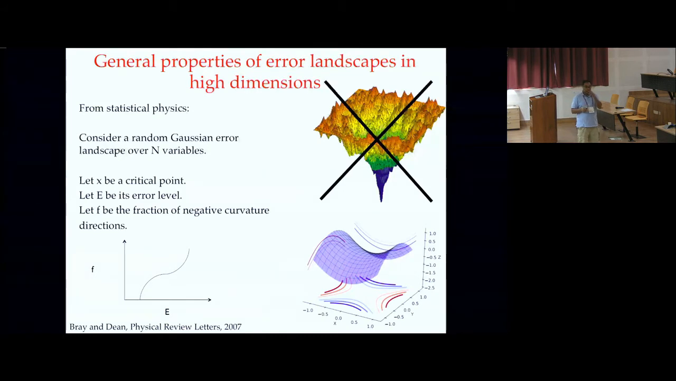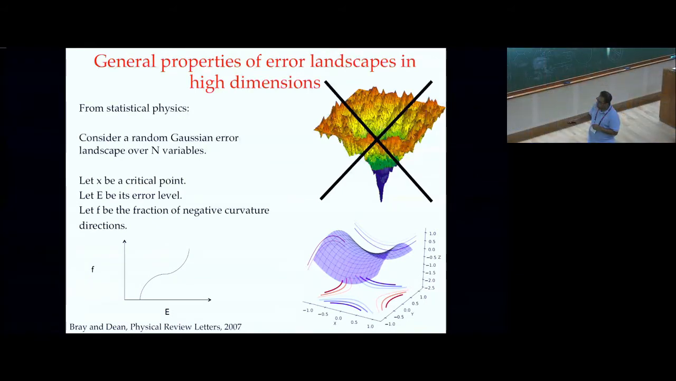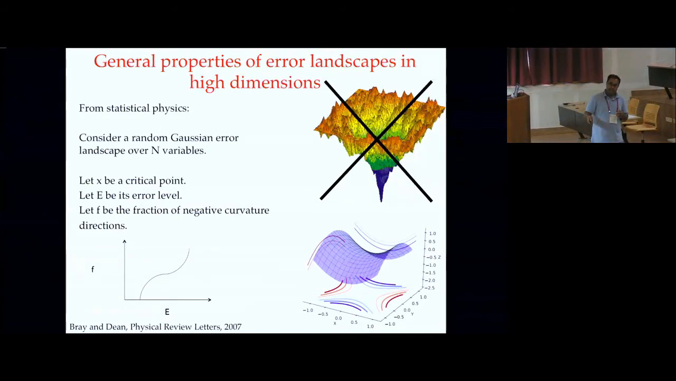So I was about to say that. Basically what Bray and Dean found is that these critical points concentrate on a monotonically increasing curve. Okay, the global minimum sits here. It has the lowest error, or value of E. And of course, because it's a global minimum, the fraction of negative eigenvalues is 0, right? The maximum sits here. It has the largest E, and the fraction of negative eigenvalues is 1, okay? But then as you find critical points at higher error, they develop more and more negative curvature directions, okay?